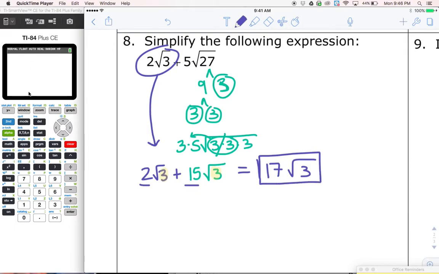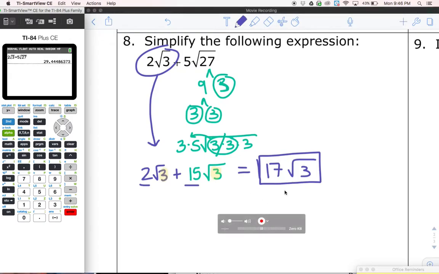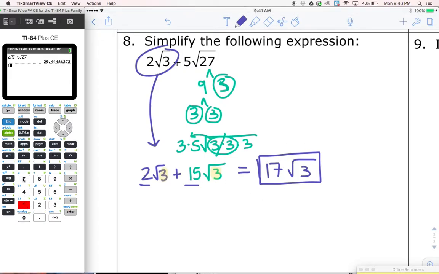Just a quick way to check your answer. Remember, decimal answers will not be accepted on a problem like this. Go ahead and type in the original problem, which is 2 square root of 3 plus 5 square root of 27. And you're going to get a crazy decimal, which is that. Now we're going to type in what we simplified it to. So we're going to say 17 square root of 3. What do we get? All right. They're ugly decimals, but they match, right? That's a great indicator that you probably did this problem correctly.